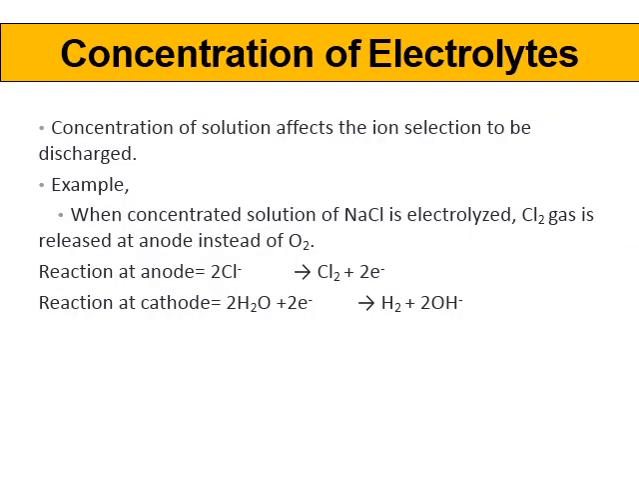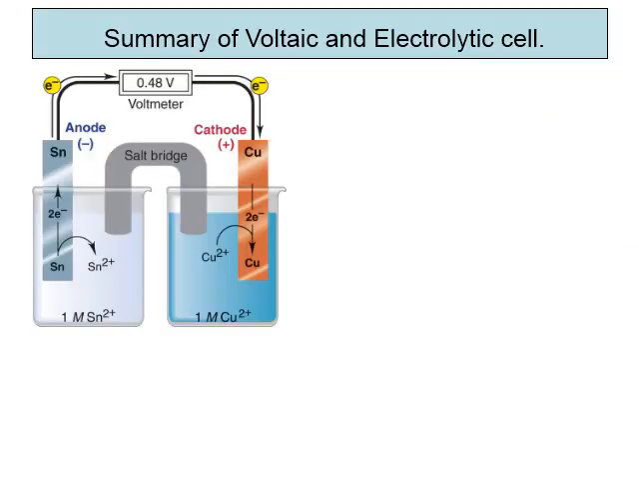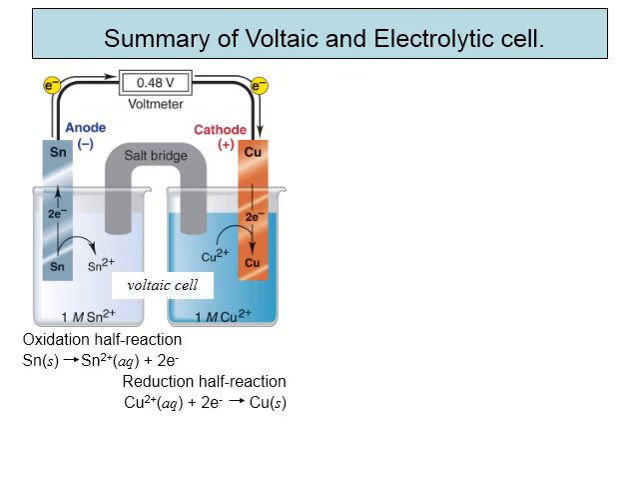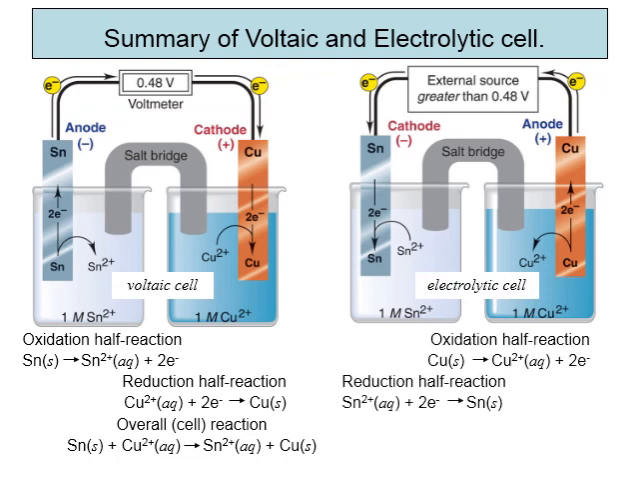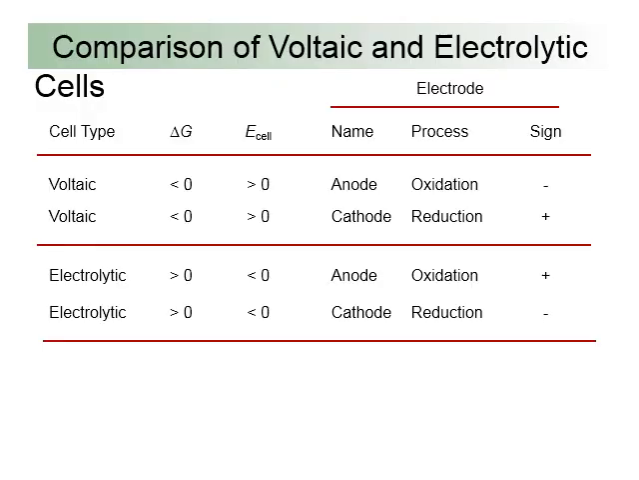So this is a summary of the voltaic and electrolytic cells. What made them different? Reduction or oxidation still occur at the same part, but what makes the difference is the electron flow. For voltaic cell, electron flows from anode to cathode. But for electrolytic cell, electron flows from anode, which is positive now, to cathode, which is negative. These are the things that make them different. The rest are similar.